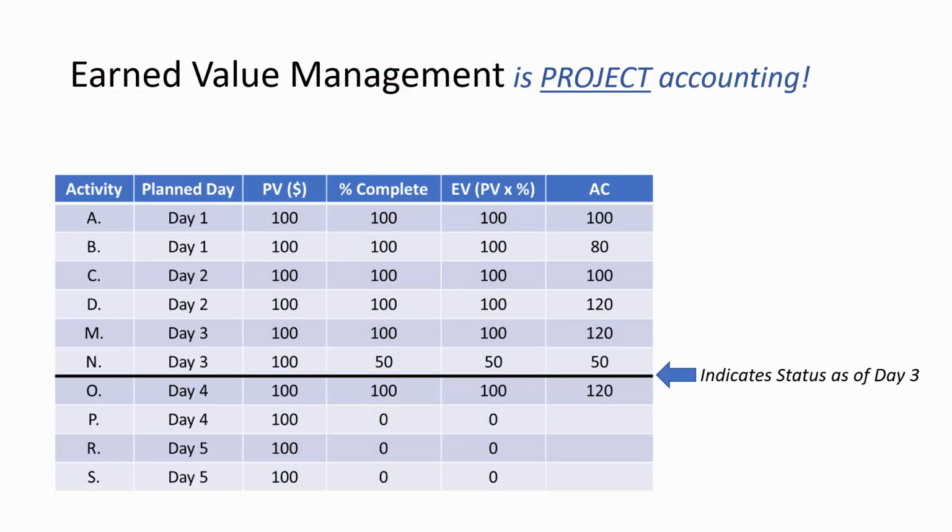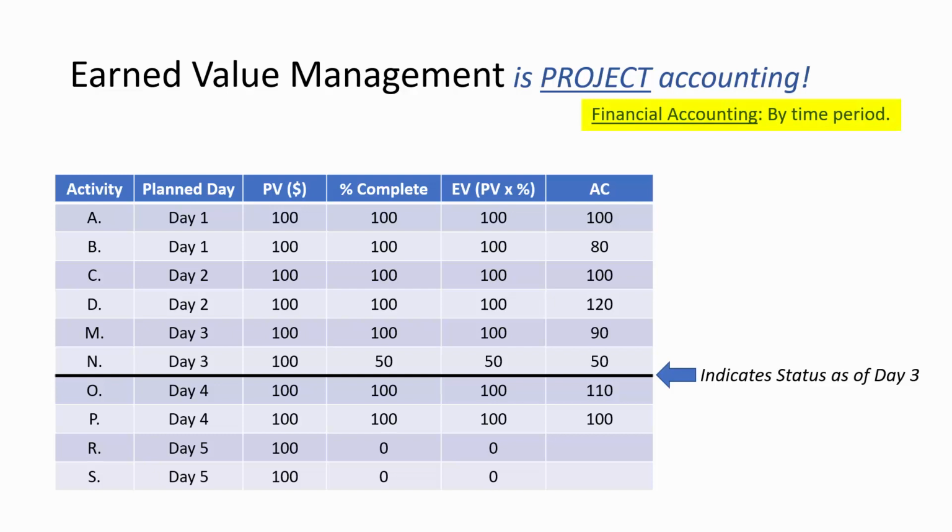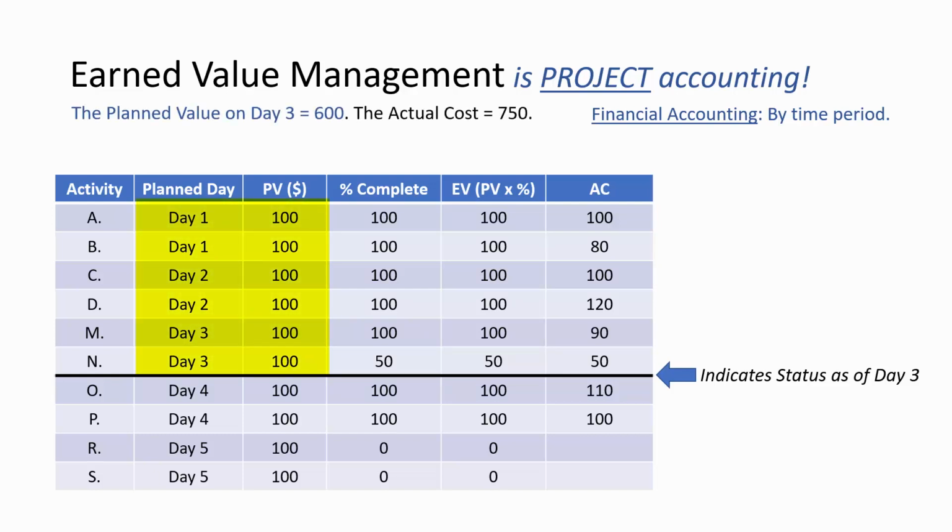Why is earned value so important? It's project accounting. Let's change a few numbers on our example to make our point. We've added one more task that is complete and changed the actual cost for some of the activities. Project accounting is different than financial accounting. Financial accounting compares the amount spent in a time period to the budget for that time period. In this example, we are taking status after 3 days. In the first 3 days, we had planned to spend 600, but we actually spent 750.